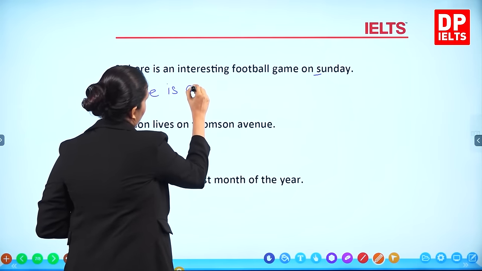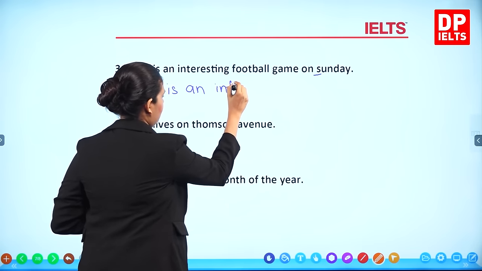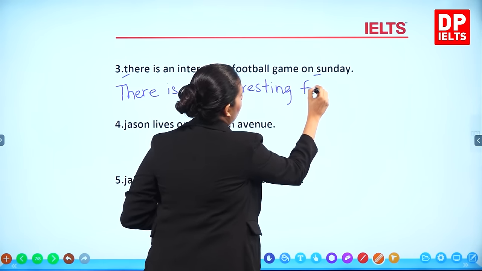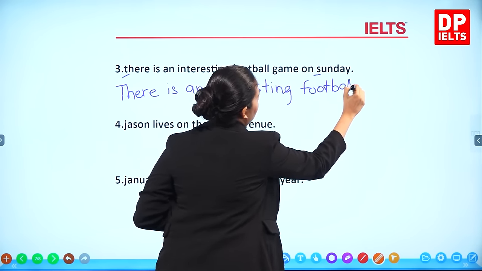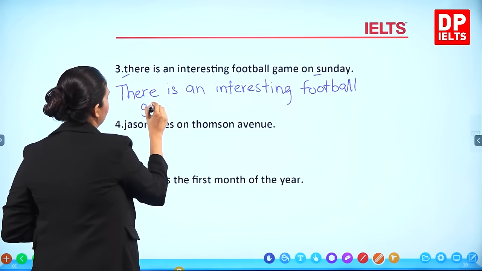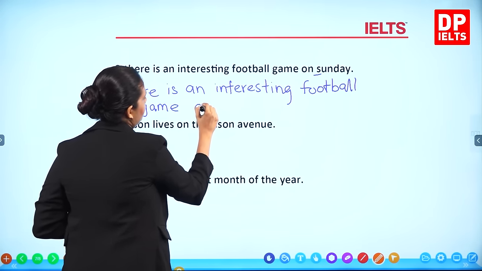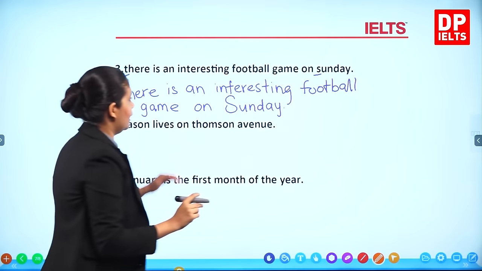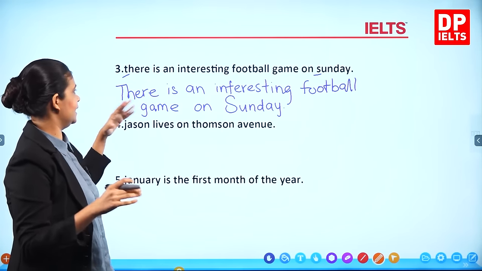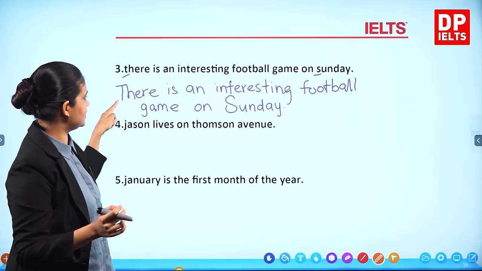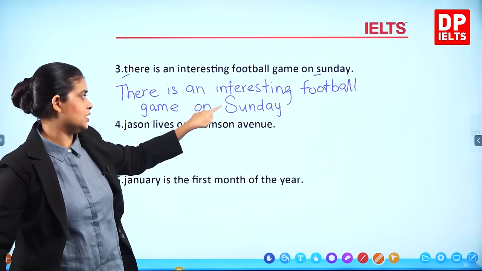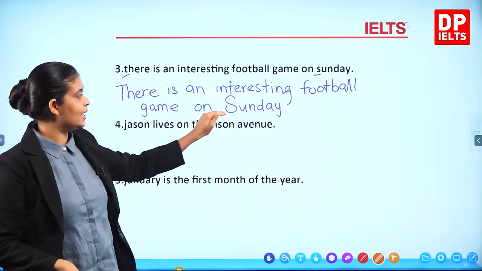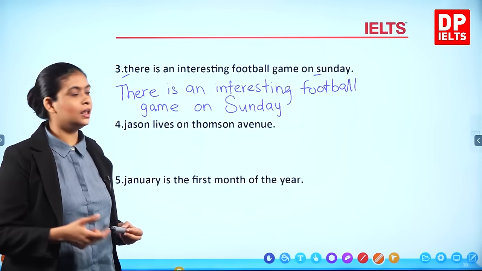There is an interesting football game on Sunday. So T is capital, S is capital, because it is the start of a sentence and a name which is a day of a week, right? T එක capital මොකද ඒක sentence එකක පටන් ගන්න හින්දා, S එක capital එක සතියේ දවසක නමක් හින්දා.